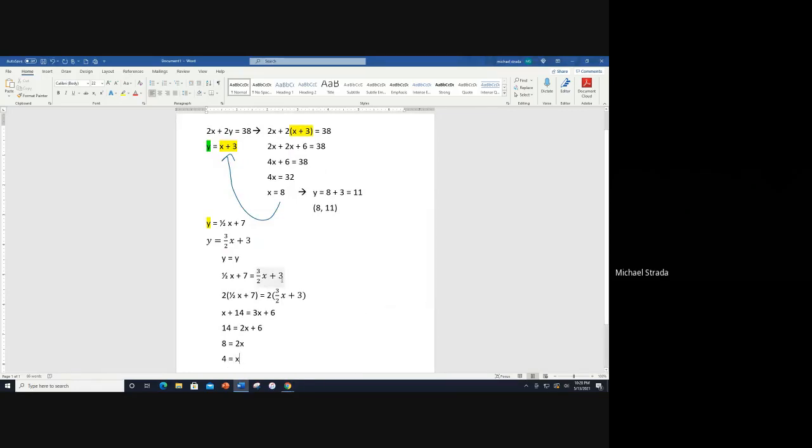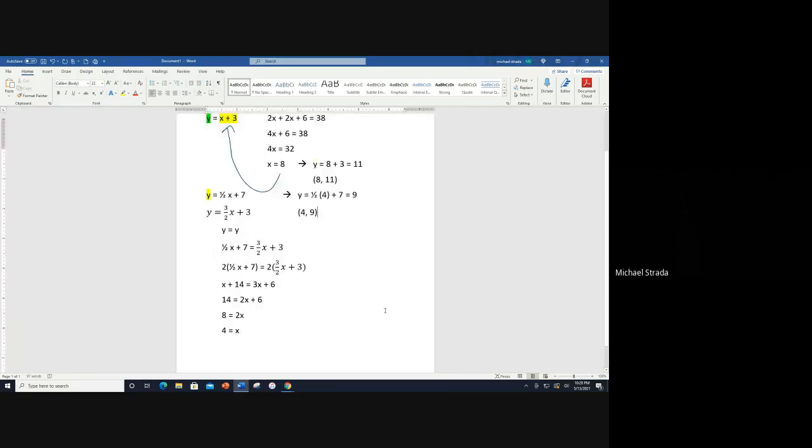Again, we can go right in and plug it in. If I plug it into this equation, y equals 1/2, but this time instead of x plus 7, half of 4 is 2. 2 plus 7 equals 9. So I end up with a final answer of x being 4 and y equal 9. So that's what substitution is.